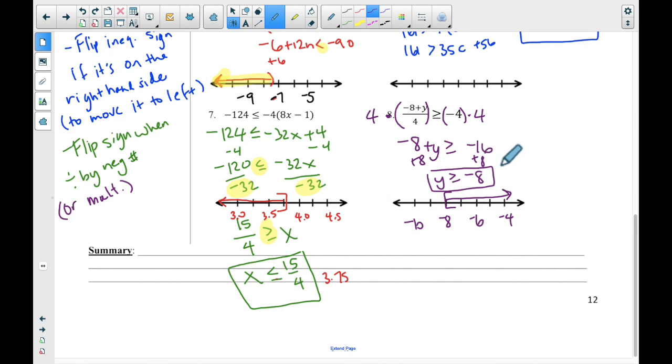Okay, that is how we graph and shade when solving inequalities and plotting them on a number line. Remember to write something down in the summary. Remember to write questions in the margin if you have questions, and we will do some work on this next time.